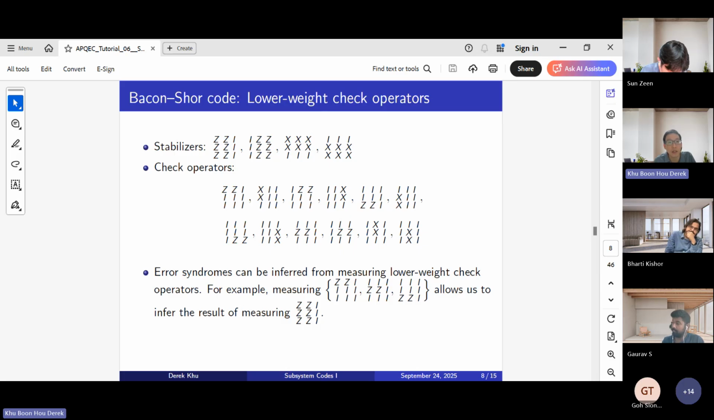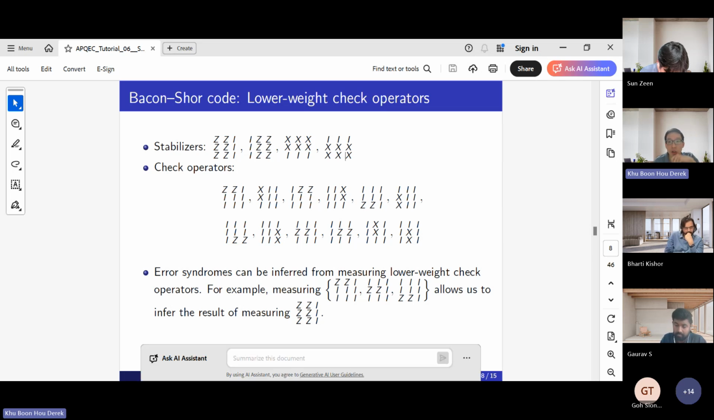So in order to get the error syndromes, in a stabilizer code, what we want is to measure the errors. We want to make these measurements, but these check operators are not these stabilizers. So we need to somehow combine the check operators in a way to get these weight 6 operators, but it's possible. I mean, effectively, that's how we derive this code, right?